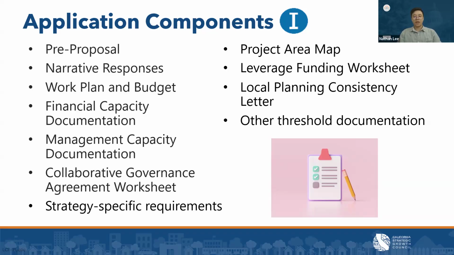Applicants will also submit a collaborative governance agreement worksheet, which we will describe in depth in a few minutes. Additionally, applicants are required to submit strategy-specific requirements, a project area map, a leverage funding worksheet, a local planning consistency letter, and other threshold documentation. There are multiple references to the application requirements throughout the guidelines, but a good place for applicants to orient themselves with the materials required for the application is in Section 10 of the guidelines.